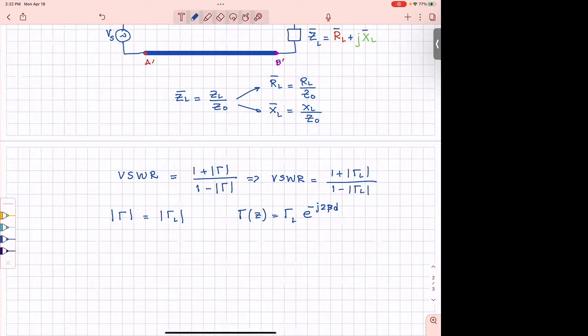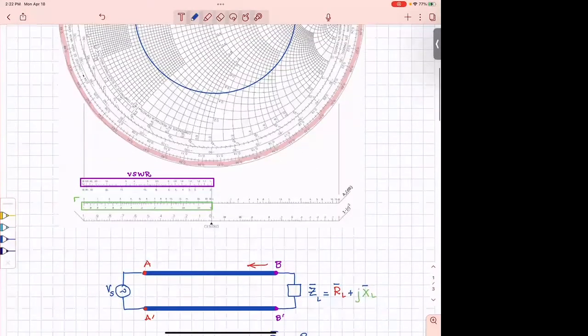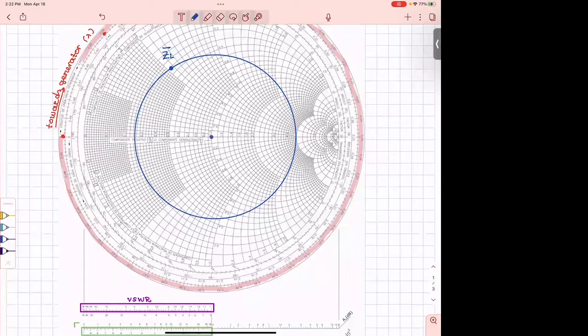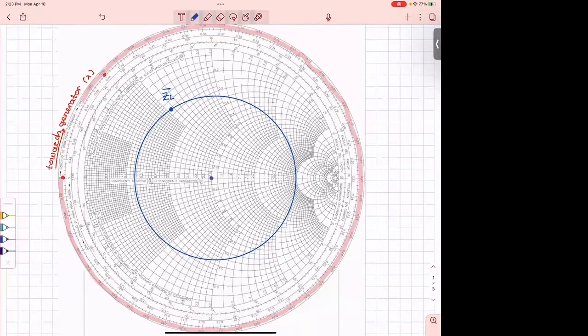It stays the same. And that's why when I move on the transmission line, everywhere on the transmission line, the VSWR is a constant. And that's why I call this circle the constant VSWR circle. All right, if I say that, that means wherever I move here, I will move along the line. Now, whether I go clockwise or counterclockwise tells me which direction I'm going.